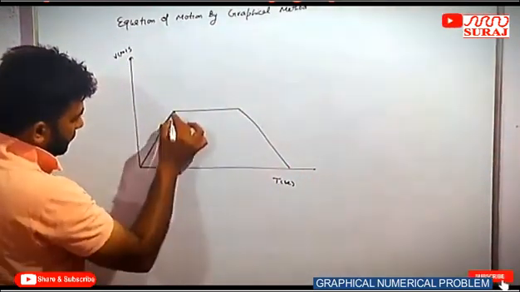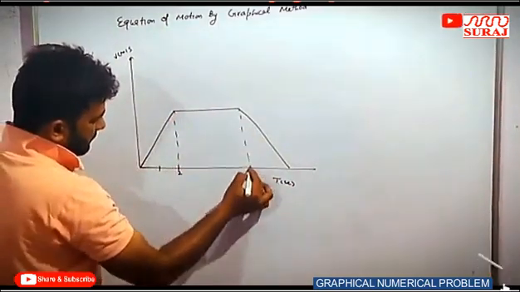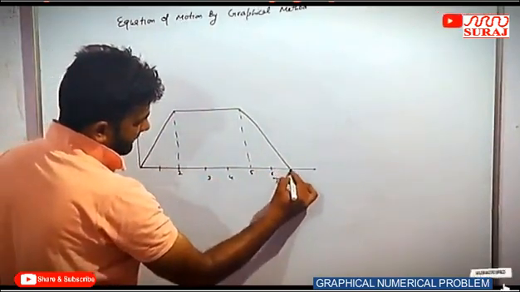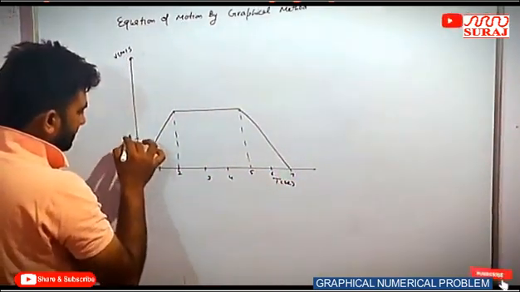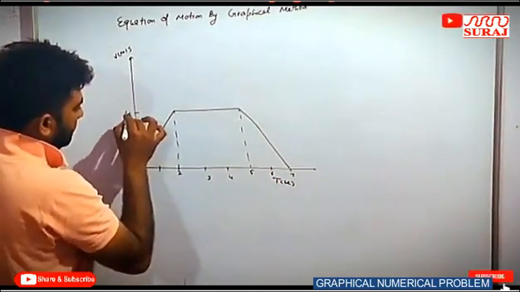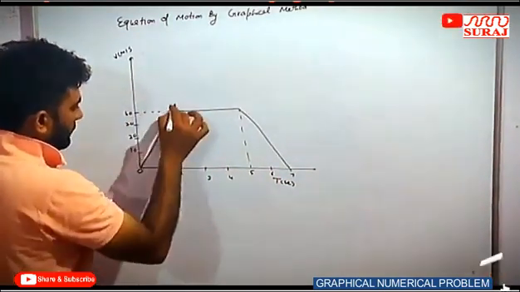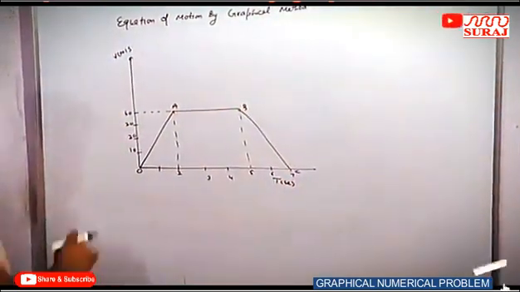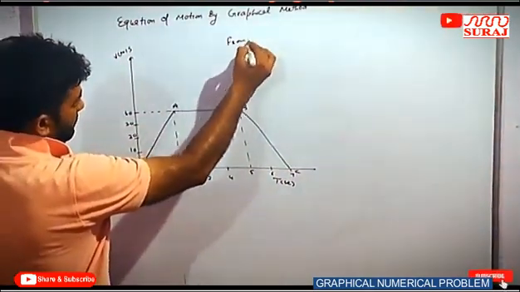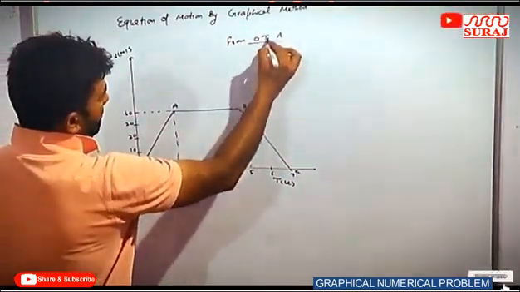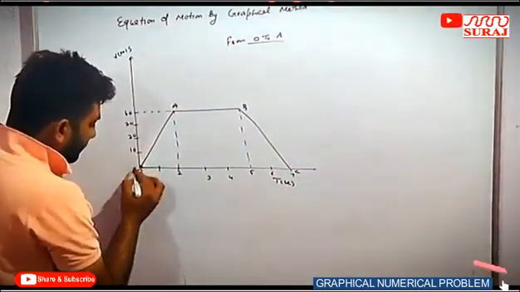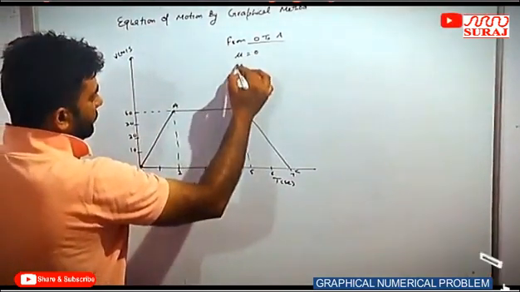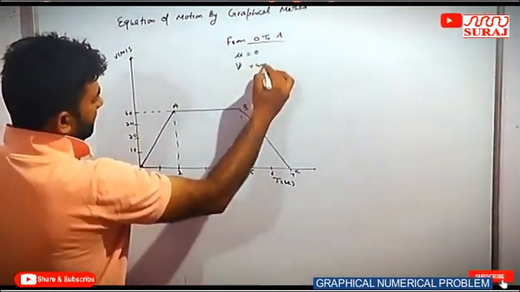Suppose this is the time axis, this is the velocity axis. Consider that here is a numerical: 1, 2, 3, 4, 5, 6, 7 on the time axis and 10, 20, 30, 40 on the velocity axis. Points O, A, B, C. Find the acceleration from O to A.